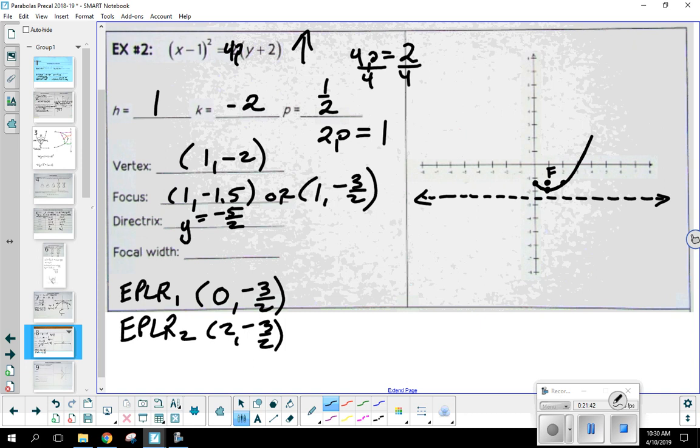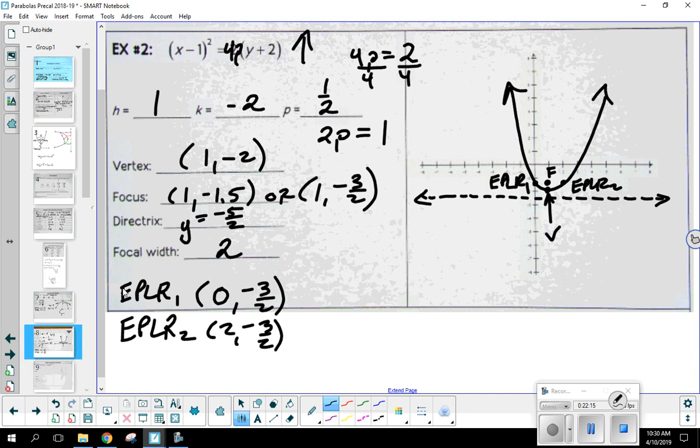3 points is more than enough to see what my parabola looks like. So this is the vertex. This is EPLR 2, EPLR 1. And especially in a graph like this, if it's very condensed, I'm not going to worry about labeling everything there because I have everything labeled over to the side, but I'm still telling you which point is which. And then the focal width, well, we know by the equation 4p should be 2.